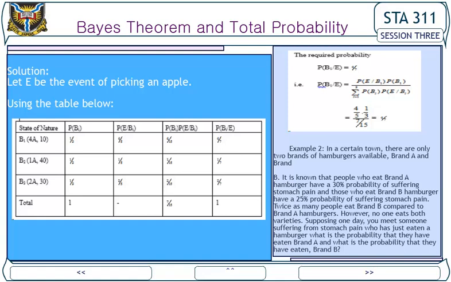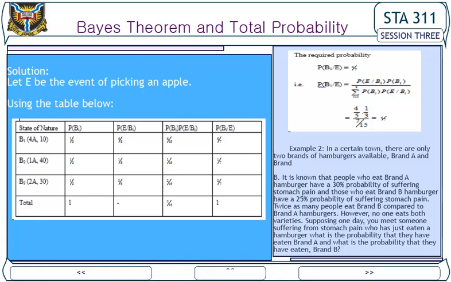Solution. Let E be the event of picking an apple. Using the table below, the required probability is equal to 4 over 7.